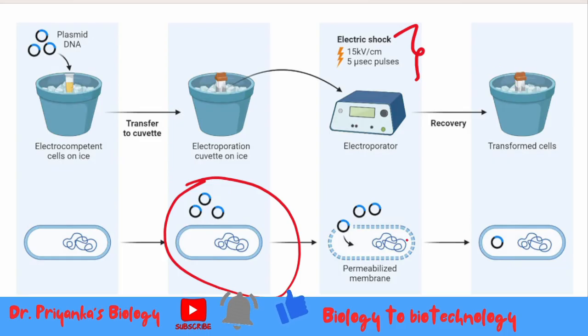After that, it is recovered by again placing them onto the ice, which will help to close the transient pores which are formed during the electroporation step. So this is how we will get the transformed cells, or the competent cells. Now the cell is transformed. We have made the cell competent till here, and because of which the plasmid has entered inside the bacterial cell, and now we have a transformed cell ready with us.